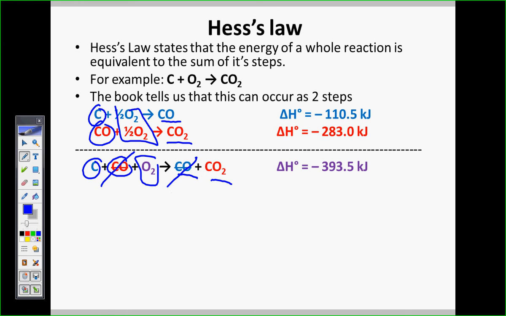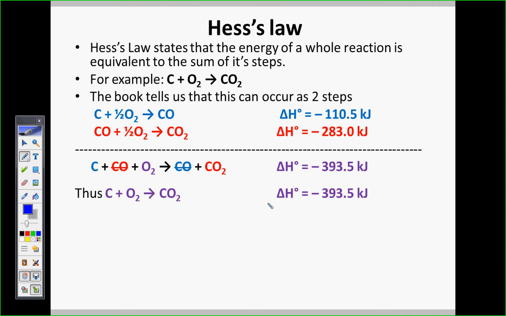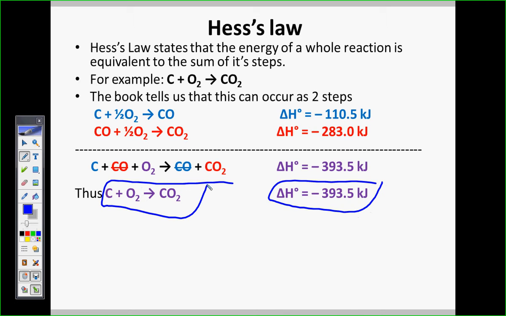And what am I left with? I'll go back to the blank screen. What am I left with? C plus O2 giving CO2, which is what I was trying to find. And if I take these delta H's and I add them, I get the total delta H value that belongs with this reaction. So negative 110 plus negative 283 gives me the total. You get that? Okay, the next step is more complicated.